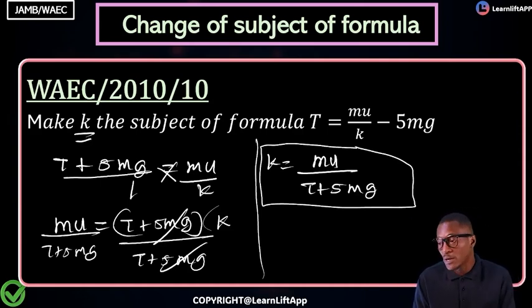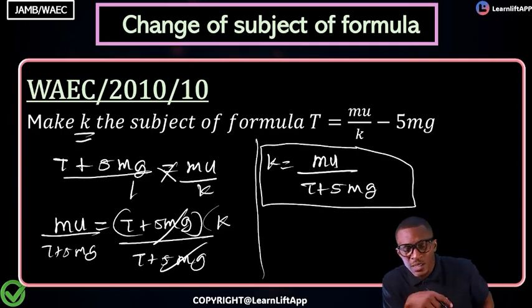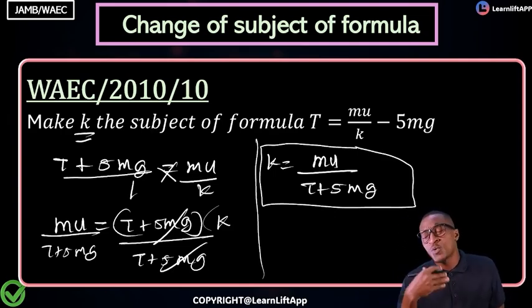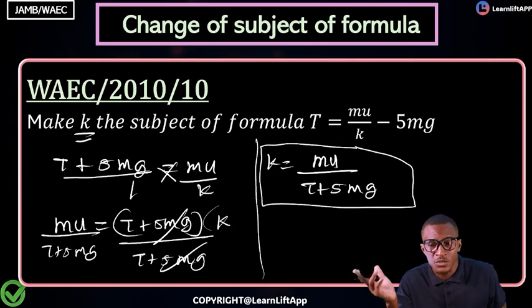Are you seeing that? If you are making m the subject of the formula, there will be no m. That means the m will be here, there will be no m around there again. Did you understand? That's very simple. There are more questions in the notes. Just be solving. Do you understand?